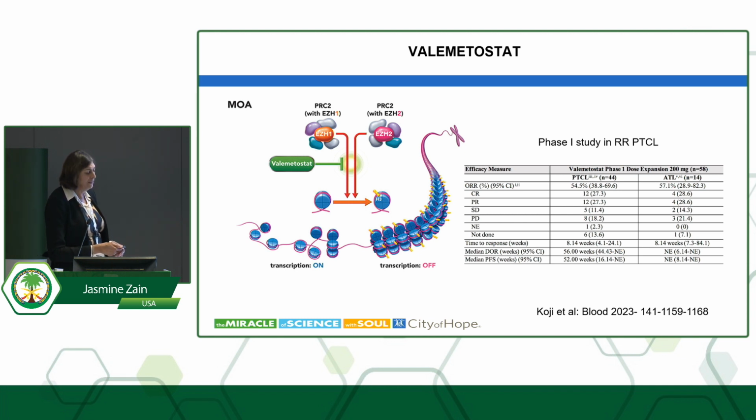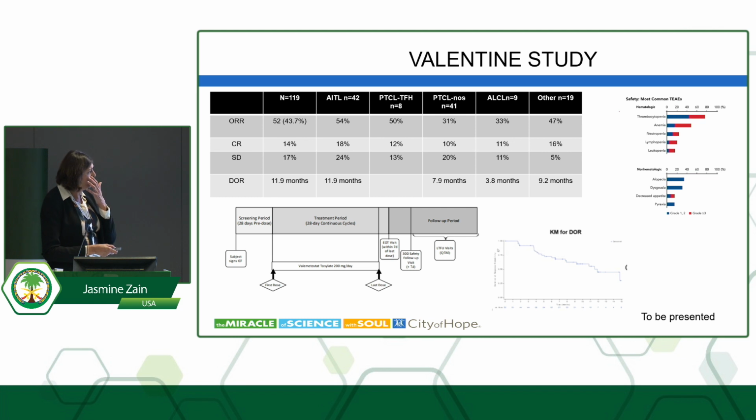And the initial data in phase 1 studies of relapsed refractory PTCL was actually very impressive, leading to a response rate of about 54% in the initial study, which led to a larger phase 2 study, the VALENTINE study, which has not been published yet. And this is unpublished data, hopefully to be presented at ASH. And the study has now been completed. It's an oral agent, 200 milligrams a day for 28 days, given till progression.